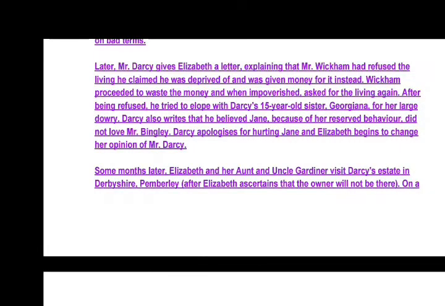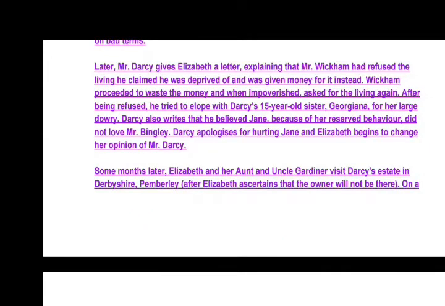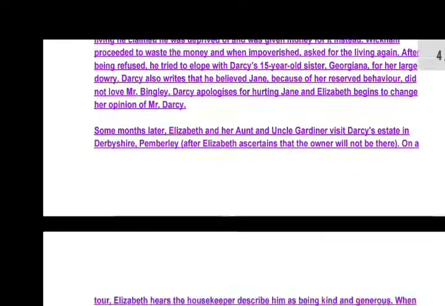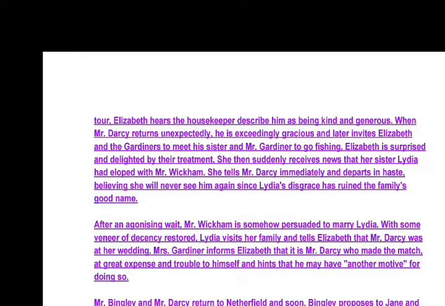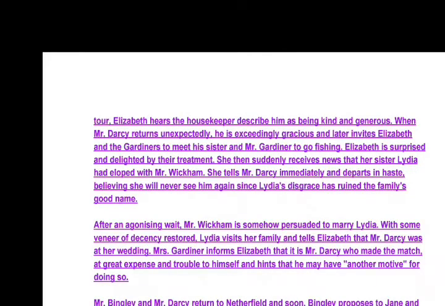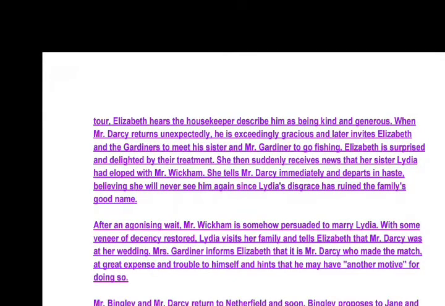Some months later, Elizabeth and her aunt and uncle Gardiner visit Darcy's estate in Derbyshire, Pemberley, after Elizabeth ascertains that the owner will not be there. On a tour, Elizabeth hears the housekeeper describe him as being kind and generous. When Mr. Darcy returns unexpectedly, he is exceedingly gracious and later invites Elizabeth and the Gardiners to meet his sister and Mr. Gardiner to go fishing. Elizabeth is surprised and delighted by their treatment.